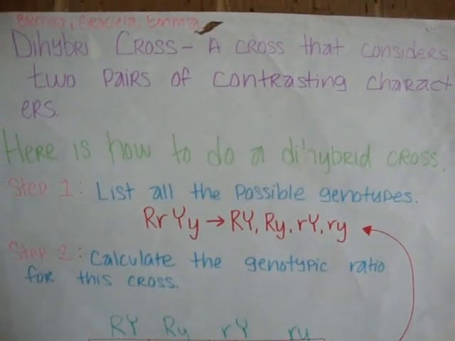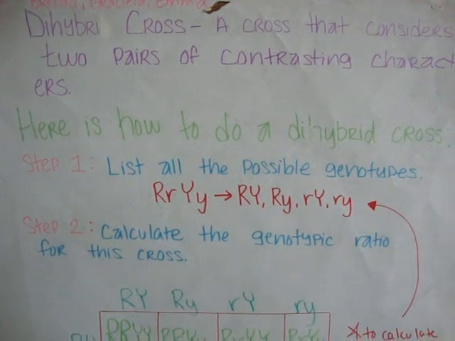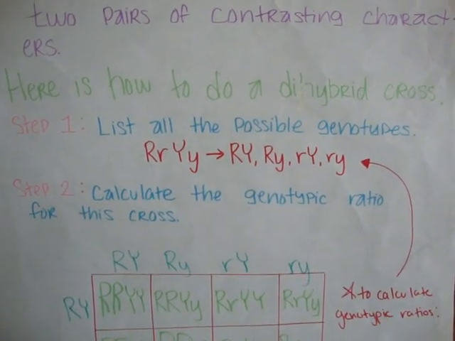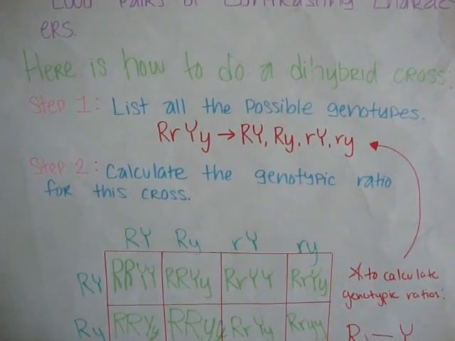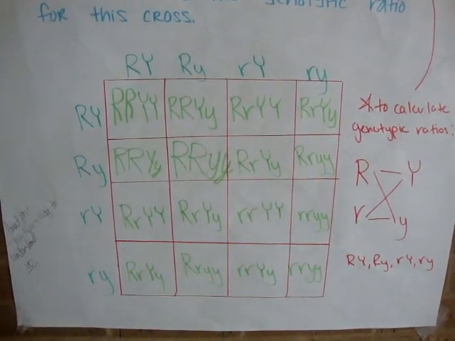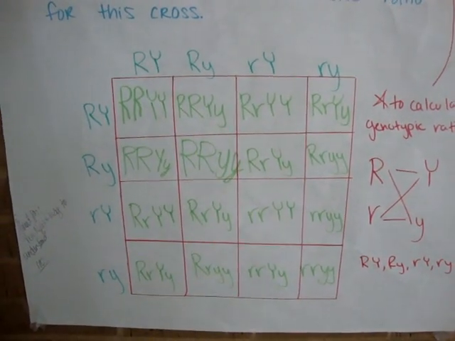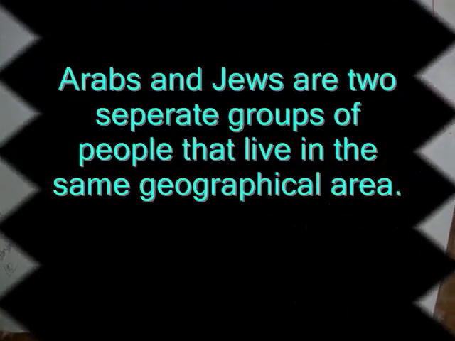Dihybrid cross, a cross that considers 2 pairs of contrasting characters. Here's how to do a dihybrid cross. Step 1. List all possible genotypes. Step 2. Calculate the genotypic ratio for this cross. You get the genotypes and insert them into the dihybrid cross. You go down in a cross to determine what phenotypes the child will have.